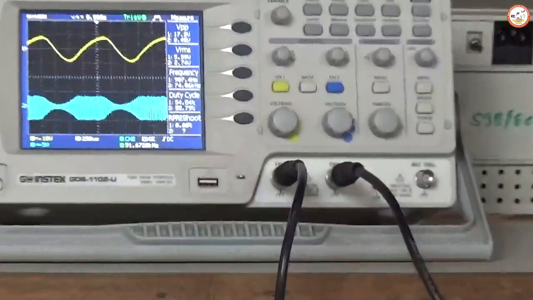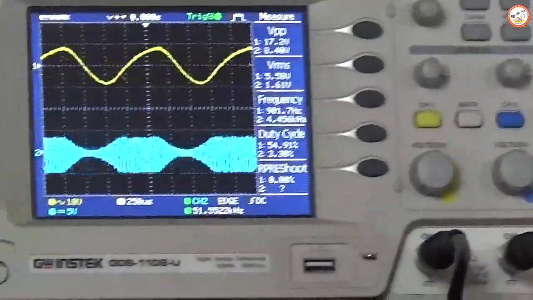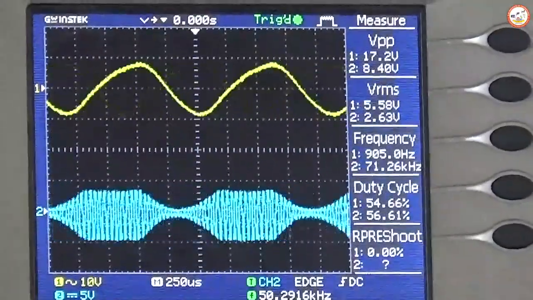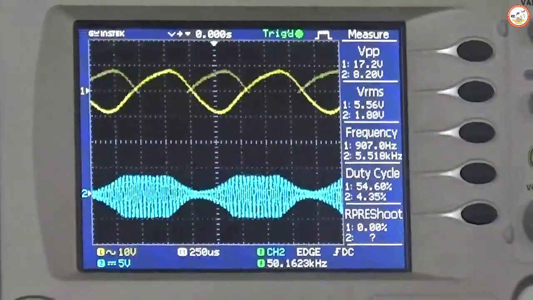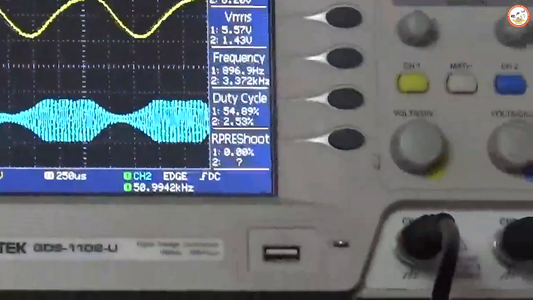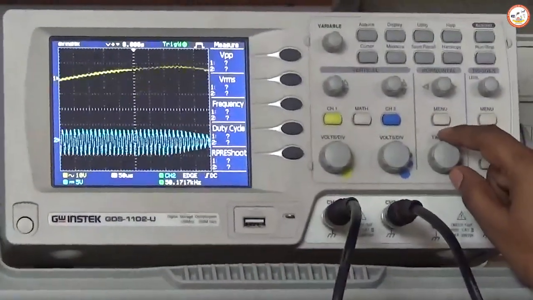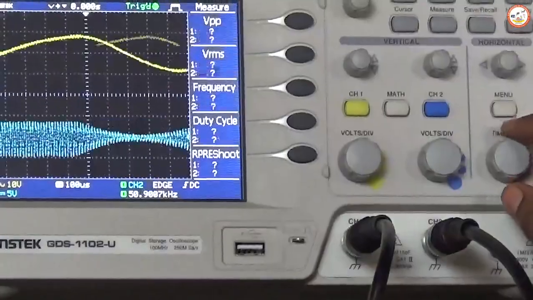This is our waveform for the DSBSC modulated wave and the demodulated wave. The waveform in blue denotes the modulated output. The waveform almost resembles the waveform of amplitude modulation. Here you can see the sidebands. If I vary this time per division, it is clearly seen. The Vmax and the Vminimum.